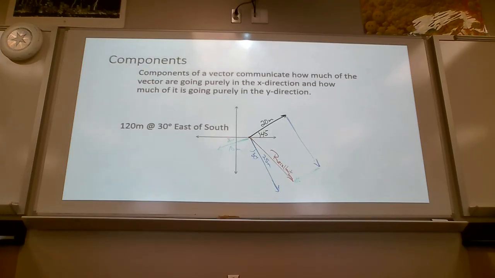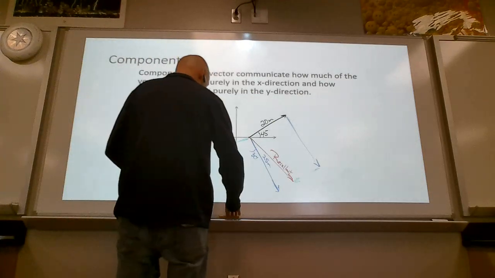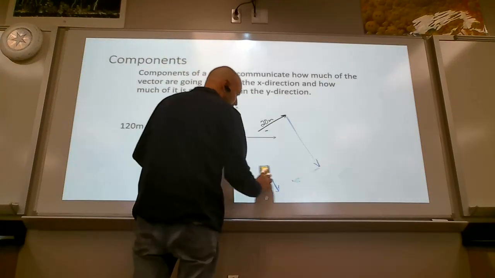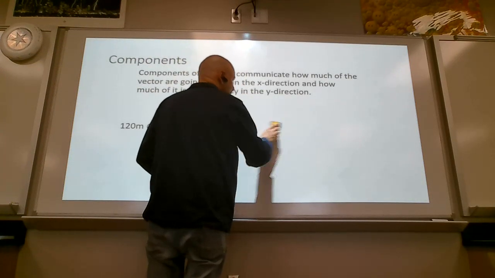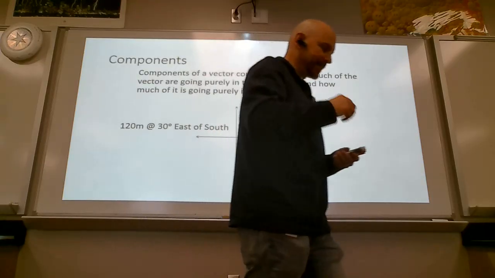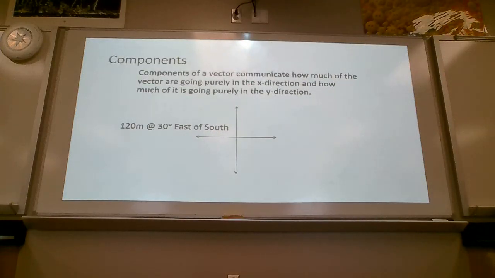All right, so components. Components tell us how much of the vector is going purely in the y direction, how much is going purely in the x direction. Okay. So I'm going to take an example of 120 meters at 30 degrees east of south.